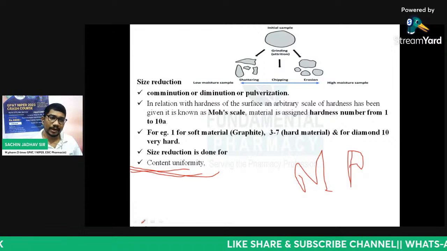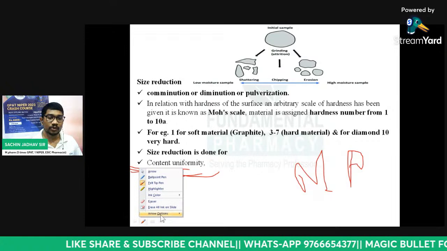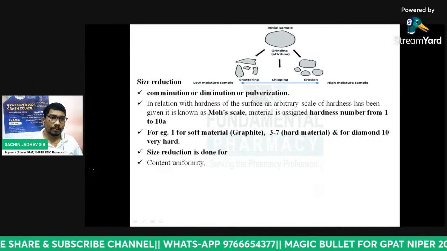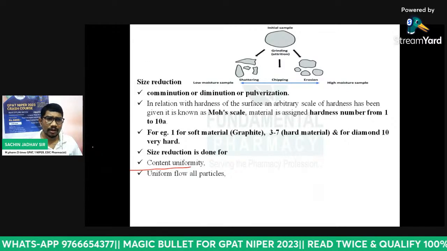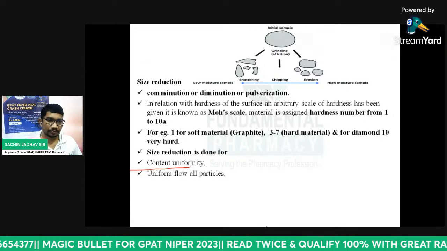अगर आपको डोसेज फॉर्म में कंटेंट यूनिफॉर्मिटी चाहिए तो आपको पार्टिकल साइज क्या रहना चाहिए? एक पर्टिकुलर रेंज में चाहिए. So size reduction is done for content uniformity. Again, size reduction is done for uniform flow of powder.